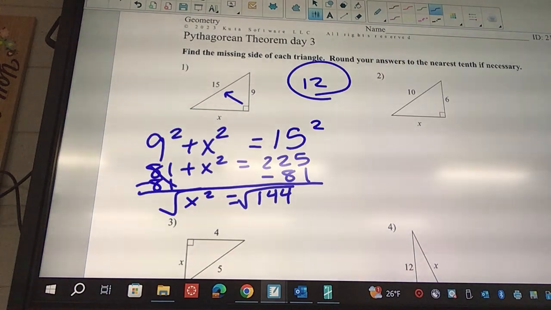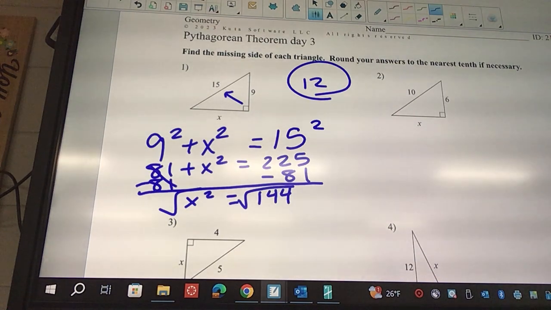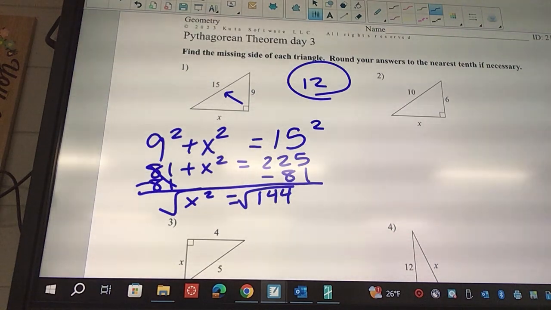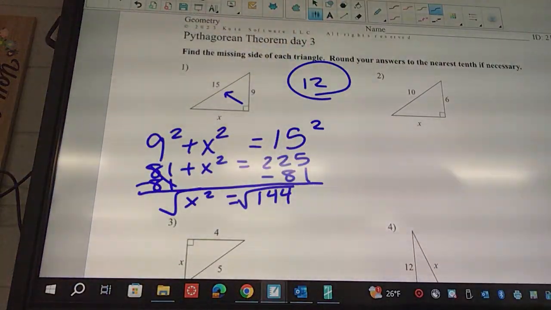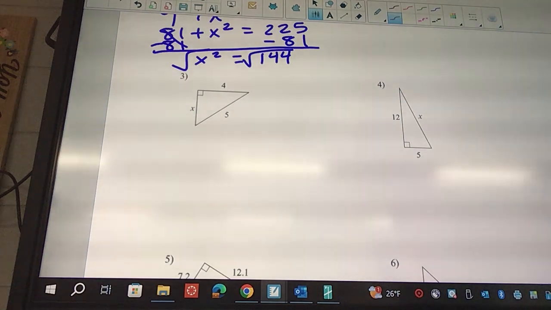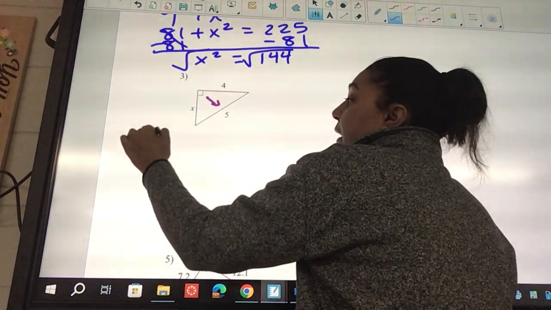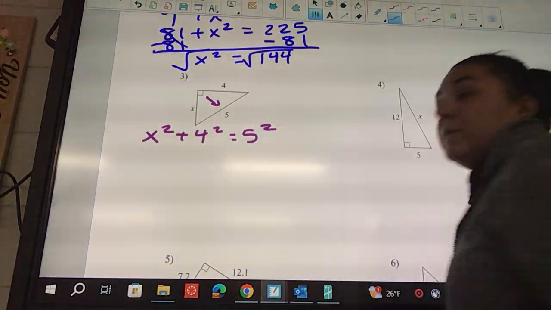If we look at number 2, my number should be less than what? 10. Okay, so that gives you a good idea. Your number has to be less than at least that number. Now, it should be smaller than that, but it doesn't necessarily have to be. Number 3, without even doing it, I know my answer should be less than what? 5. Okay, so 5 is going to be my C. So I'm going to say x squared plus 4 squared equals 5 squared.